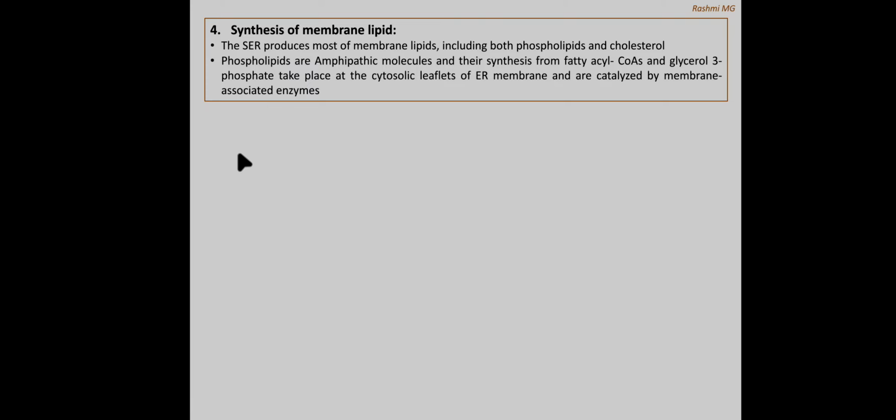Synthesis of membrane lipid. The SER produces most of the membrane lipids, including both phospholipids and cholesterol. Phospholipids are amphipathic molecules, and their synthesis from fatty acyl CoA and glycerol 3-phosphate takes place at the cytosolic leaflet of the ER membrane and is catalyzed by membrane-associated enzymes. So this function will be dealt with in the next class, as it has complex steps, so it might get confusing for you, so it will be dealt with in the next class.